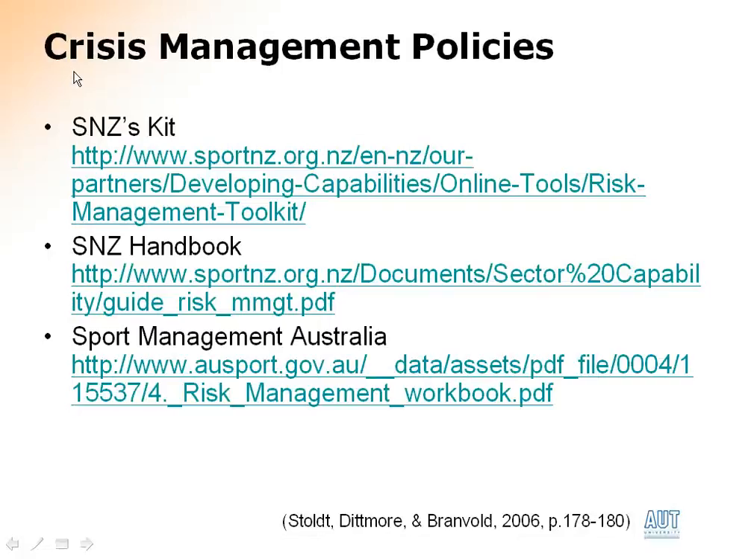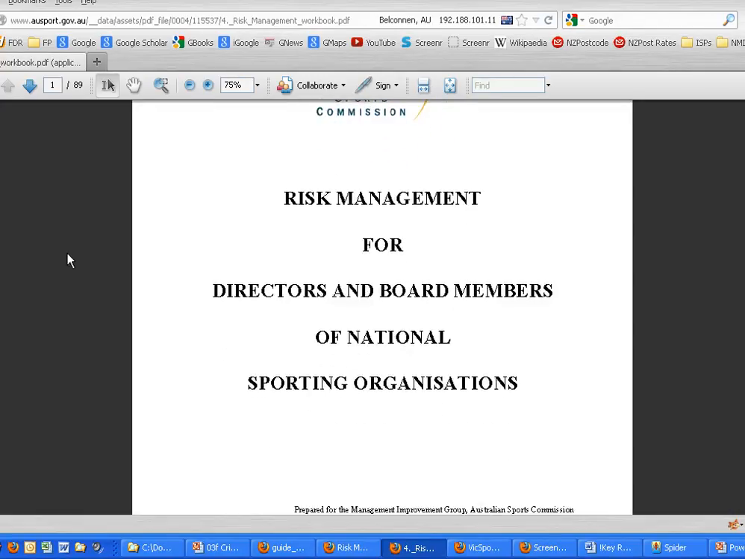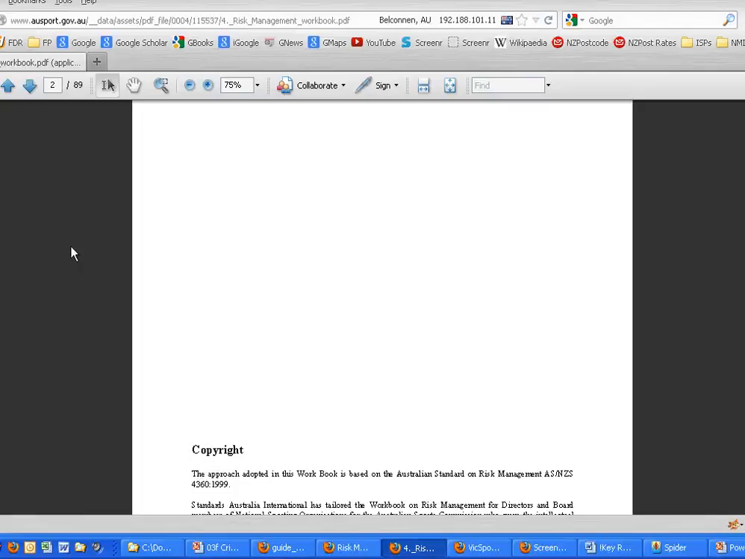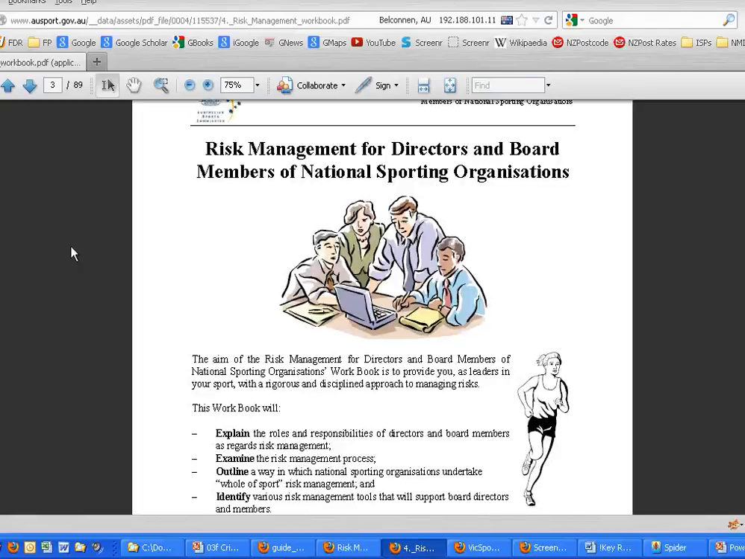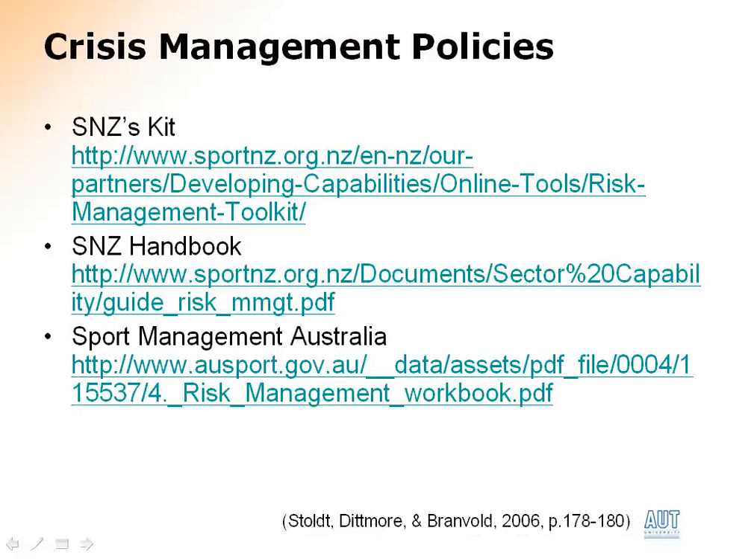Then we're going to have a look at Sport Management Australia's Risk Management Workbook. And this is the risk management for boards of directors of national sporting organisations. But even if you're not a national sporting organisation, you can learn something from this as well. So as you can see, this workbook explains the roles and responsibilities of directors and board members towards risk management, examines the risk management process, outlines how you deal with things, and identifies risk management tools. So all very useful for you.